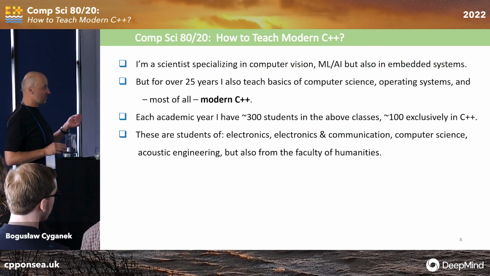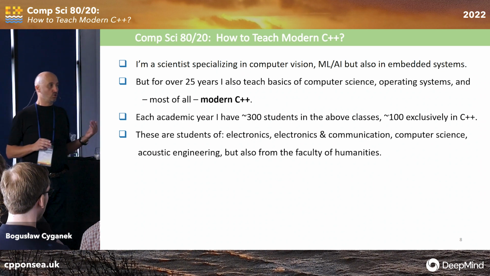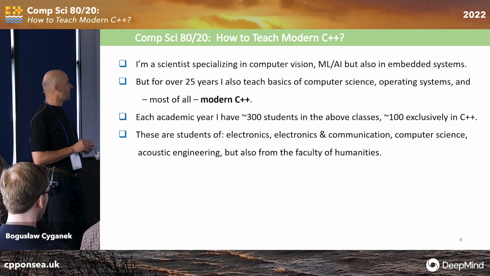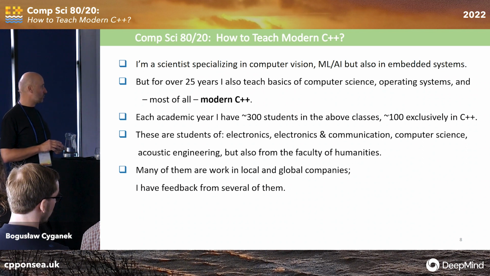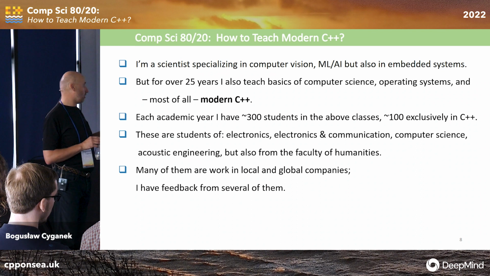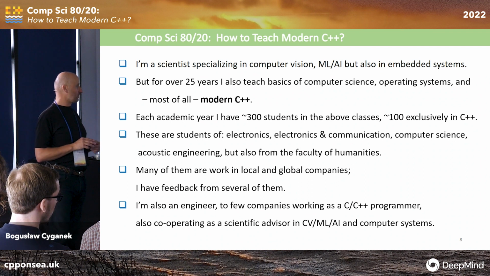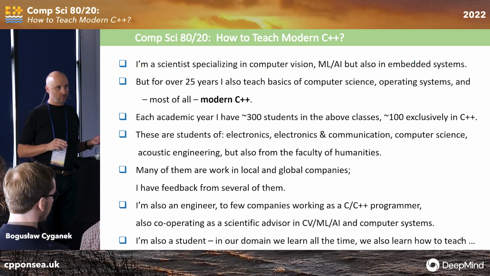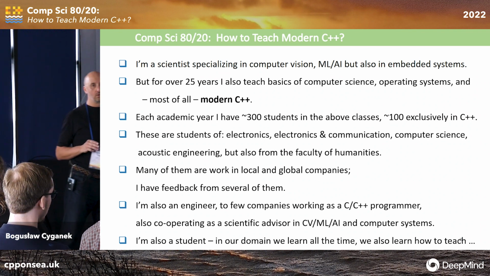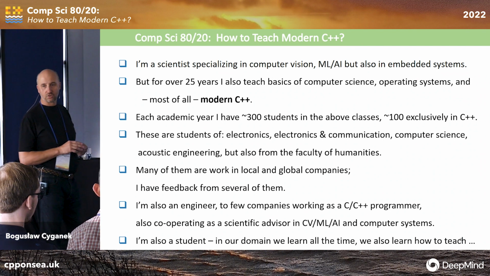These are students of electronics, communication, computer science, but also the faculty of humanities. I'm mentioning this because this is very important. Who you teach is important, and you should start preparing your classes from this question. I also work and cooperate with companies, and my students are working in companies, so I have feedback from them. I'm also an engineer writing C++ on a daily basis, but I'm also a student. So this is also the key point. No matter how old you are, we always need to develop ourselves and learn, because technology is changing so rapidly.